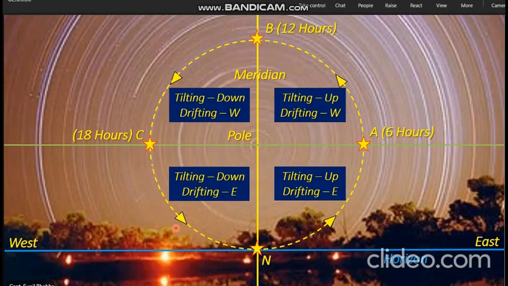And we can also find out what is the rate at which it is moving in the easterly direction or westerly direction. So what is the magnitude of tilting, or how fast is the spin axis going up or down, and what is the magnitude of drifting, or how fast the spin axis is going easterly or westerly, can be found using formula which we will see one by one.